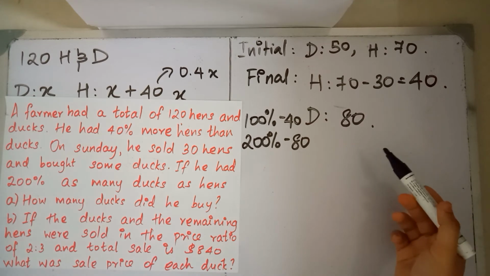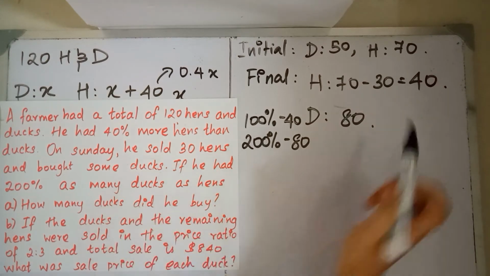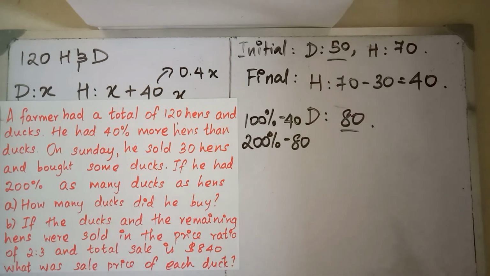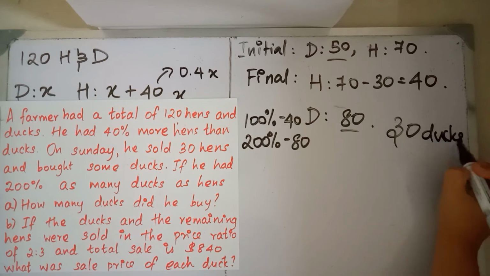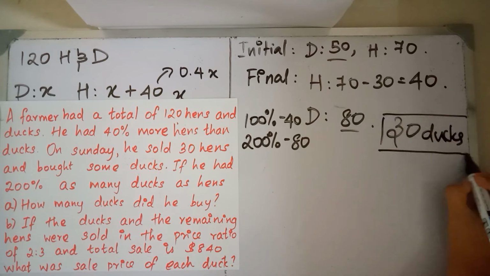So how many ducks did he buy? He had an initial value of 50 ducks. Now it has become 80 ducks. So he has bought 30 ducks. So we have solved the first part of the question. Now let's look at the second part.